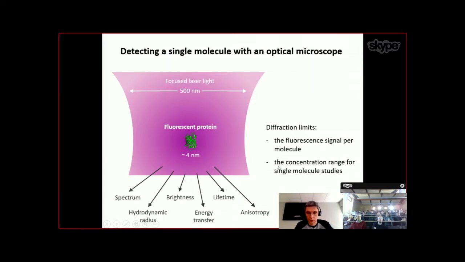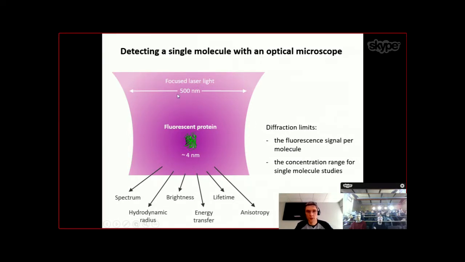As you can see here, I have pointed out two problems. There's a second problem, which is about the concentration range. Even if the signal is there, and now we know we have a few thousand photons per second, the other problem is that you have a protein, you want to detect a single protein in your focus. That means that the next protein has to be sufficiently far away, by the size of your laser beam.